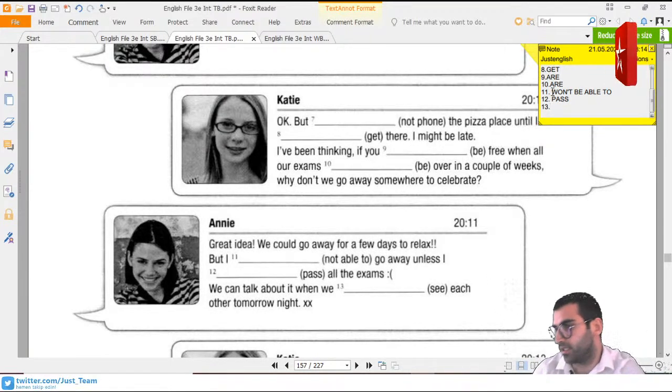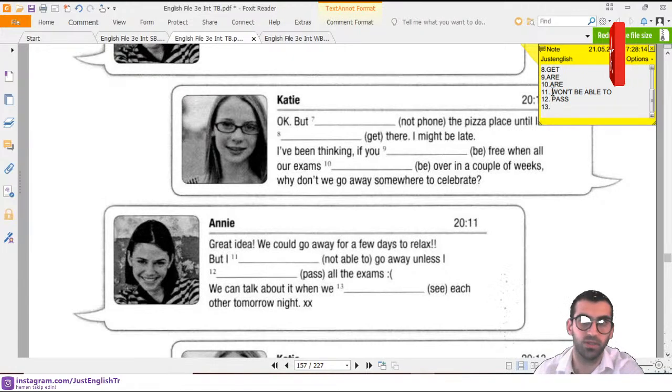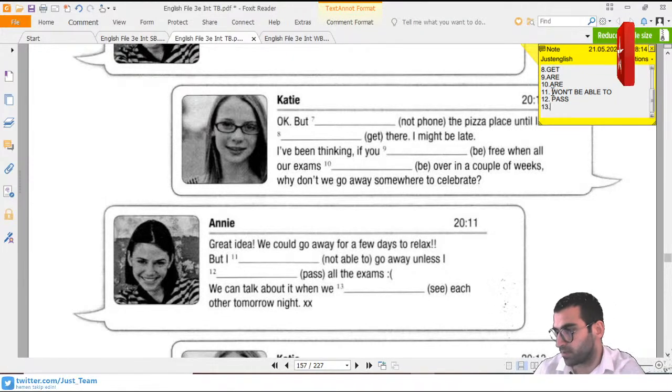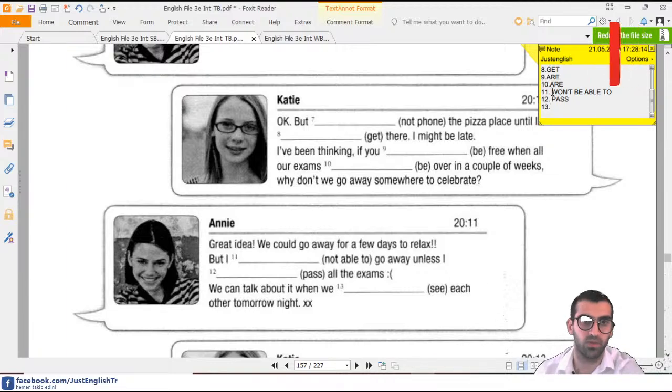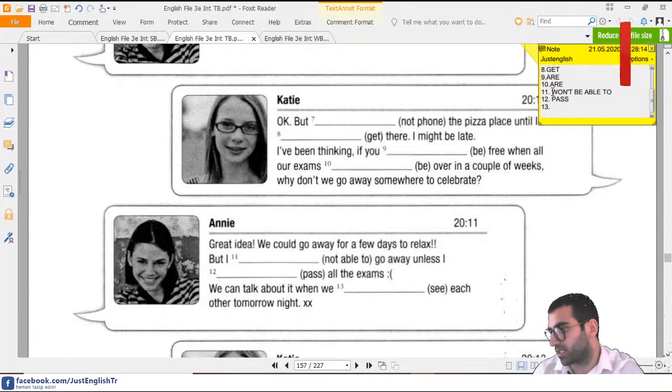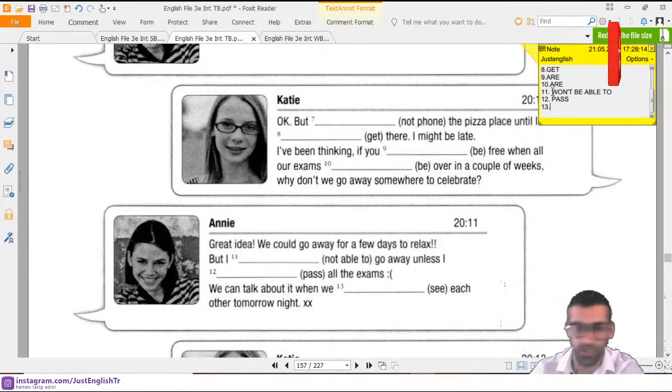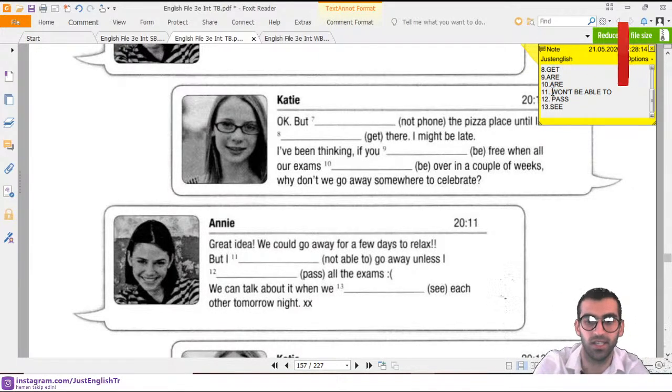Number 13. 12 is pass. Minevver, your answer is correct for number 12. But for 13, I am waiting for your answers. Rana wrote the answer. She says it is C. Yes, I was waiting for that answer. Yes, C is a correct answer for number 13.